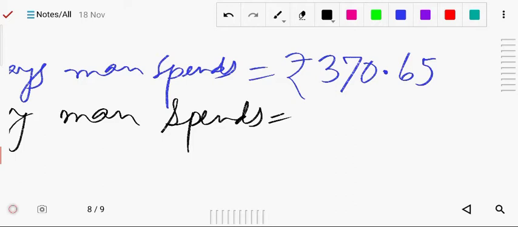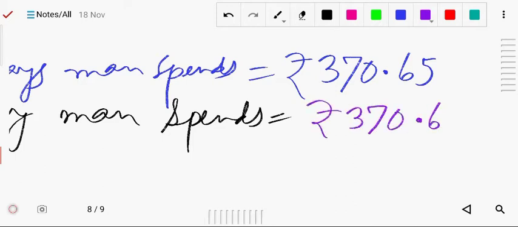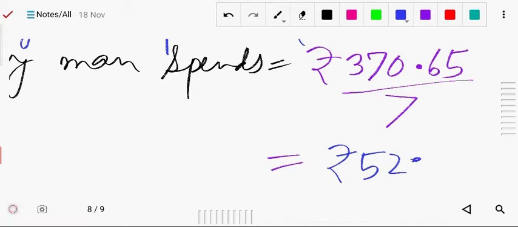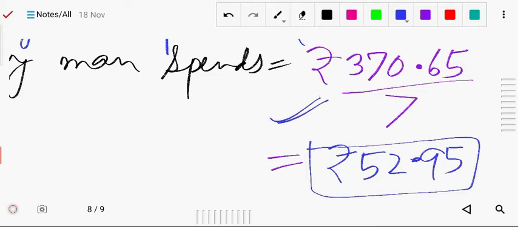So in 1 day the man spends, we will divide. So rupees 370.65 will be divided by 7. Okay, so when you divide this by 7, you have to divide by yourself. When you divide, you will get the quotient 52.95. You can divide it and you will get 52.95.